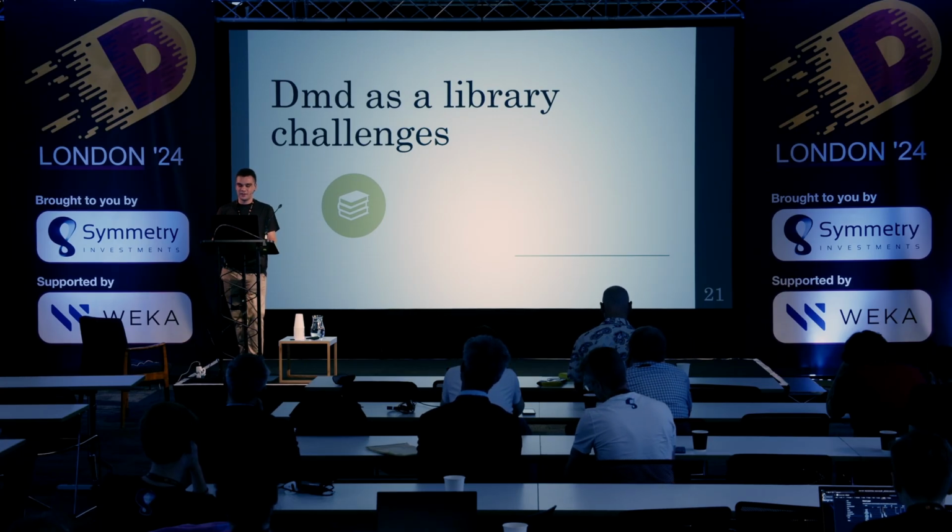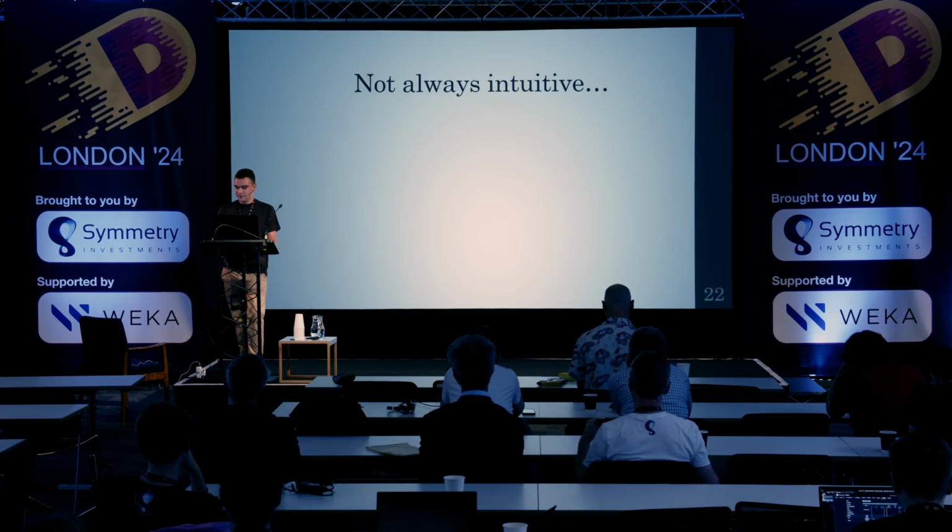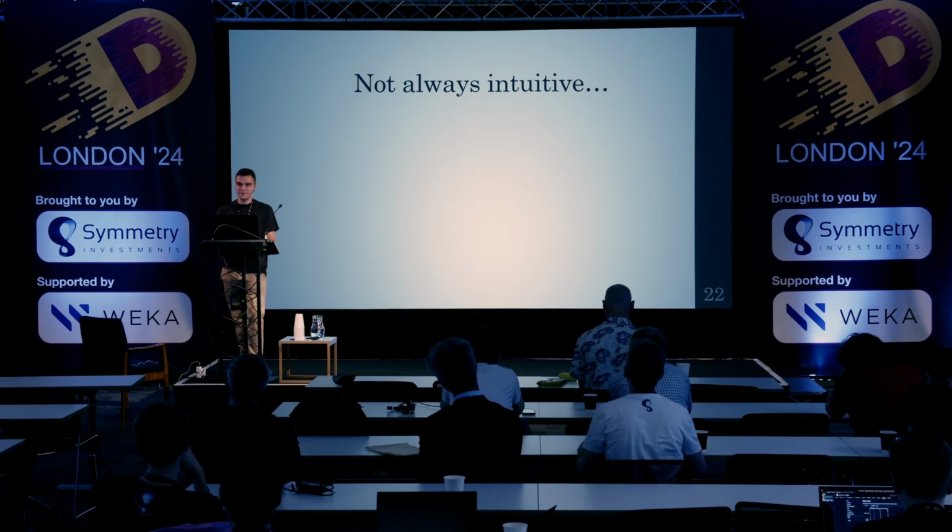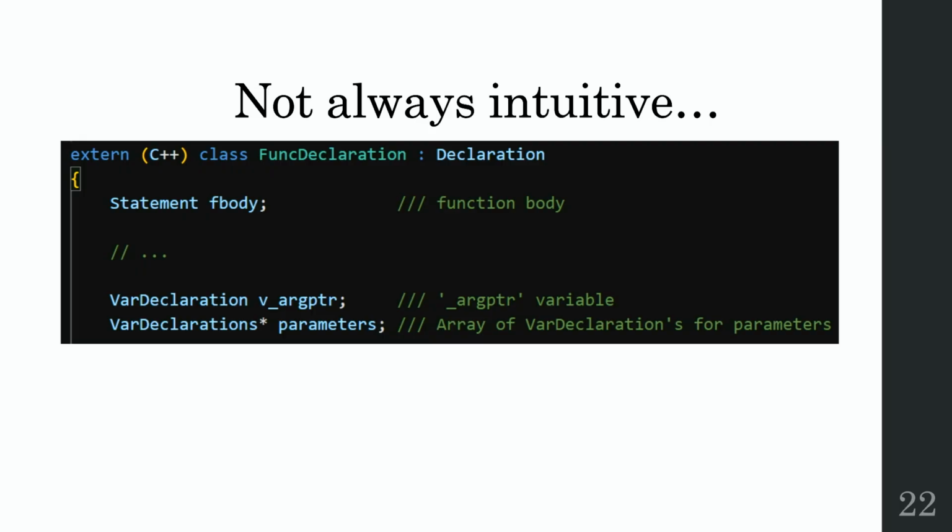Now let's take a look at a few challenges I've encountered when dealing with DMD-as-a-library. The first one is that it's not always intuitive when you have to go and read the code, and since you don't have documentation, you're going to have to dig through the code a lot. So to give you an example, I had to look for the function parameters, and naturally, I thought I can find the parameters in the function declaration AST node.